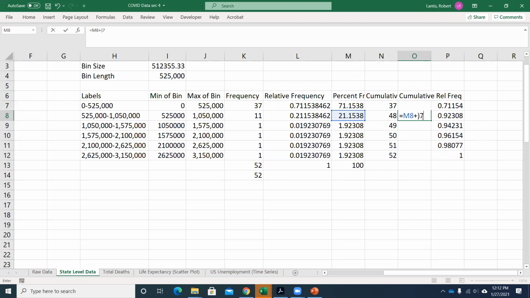So here we've got 0.07, right? And now if I copy this down, oh, what is it? Why did it not like that? Oh, because I selected the percent frequency, right? I actually want just the relative. So I wanted not M8, but L8. Now if I copy this down, it should look a little bit better. So notice either way, we get the same answers. It's just two ways of doing the same thing, okay?